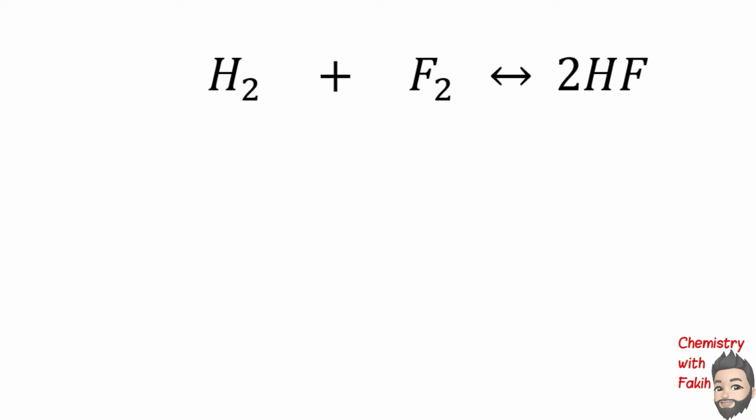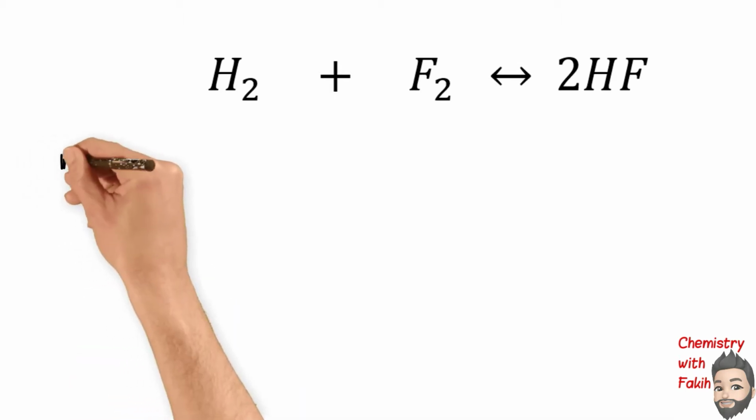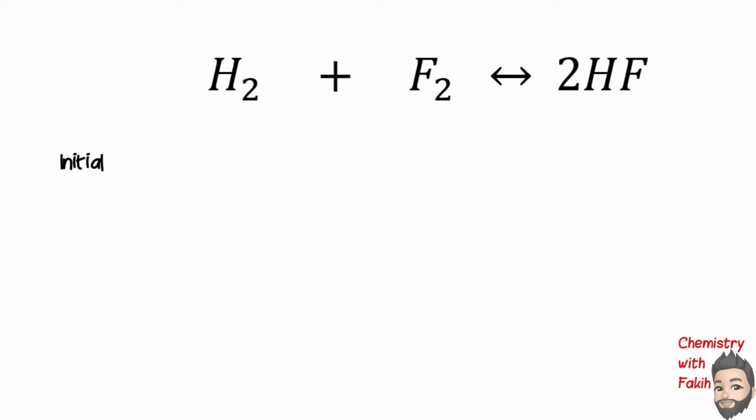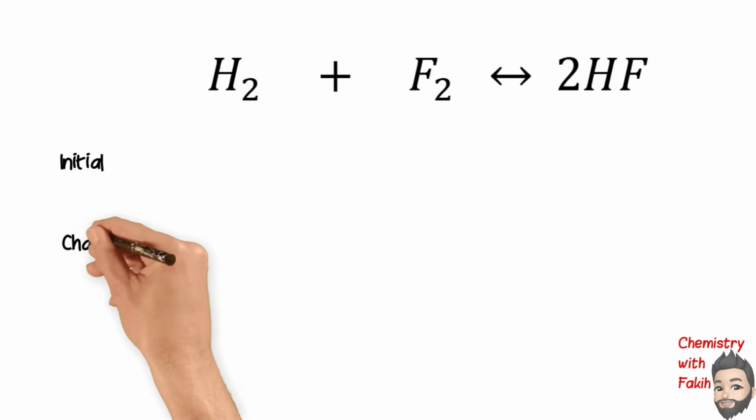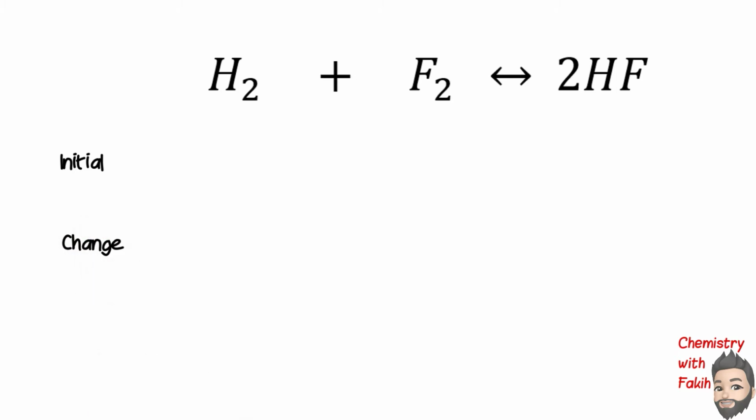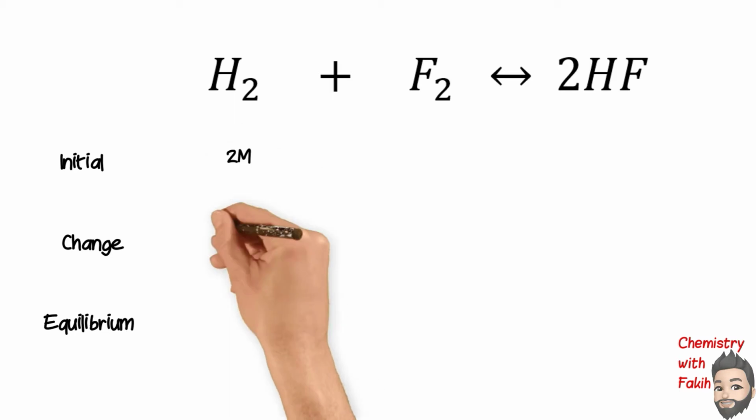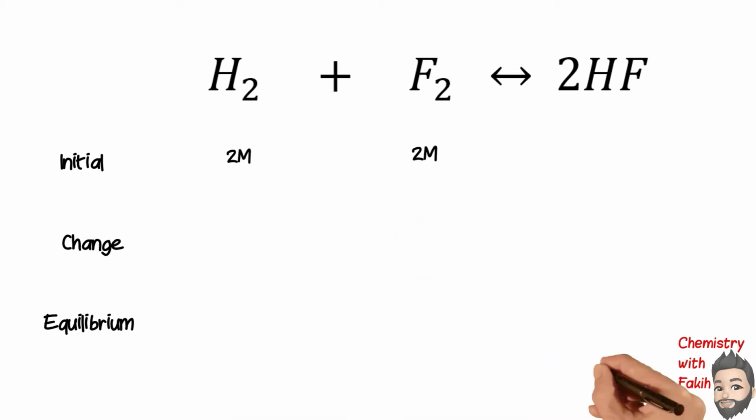To simplify the calculations of this reversible reaction, I will use the icebox method, showing the initial concentration of these three species, H2, F2, and HF, then the change in the concentrations to reach equilibrium. Finally, showing the equilibrium concentrations as equilibrium expressions. In a particular experiment, assume that 2 molar of each species is present initially.